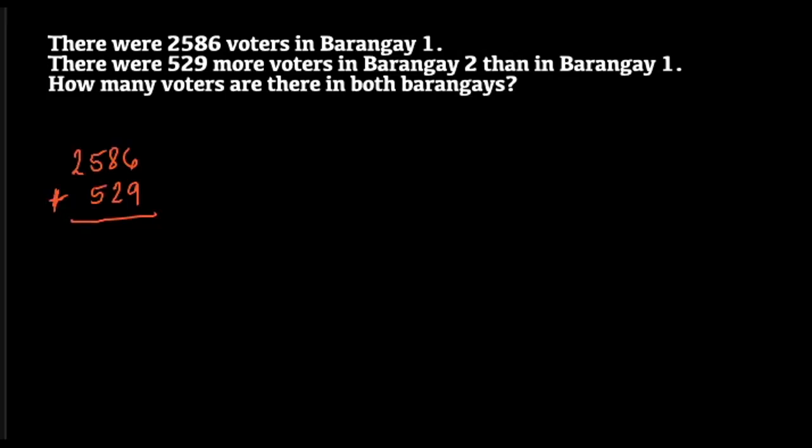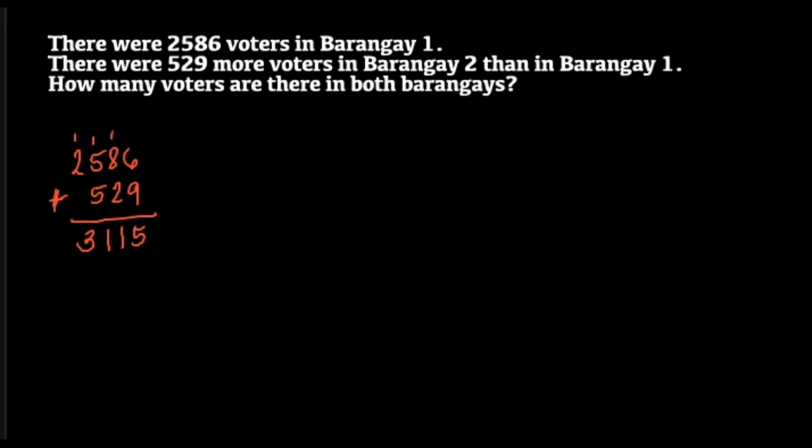And then what we will get from here, we just have to add again to 2,586 because what we will get here will be the total voters for Barangay 2. So we now have 15 ones, regroup that. That is 11 tens, again another regrouping, and that gives us 11 hundreds. So that would regroup to the thousands place. That's 3,115 voters for Barangay 2.